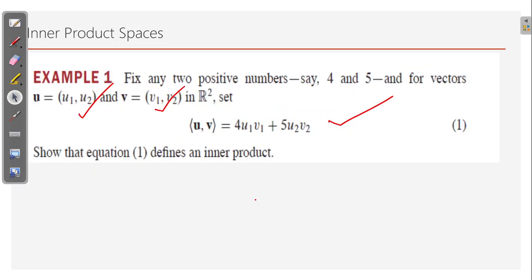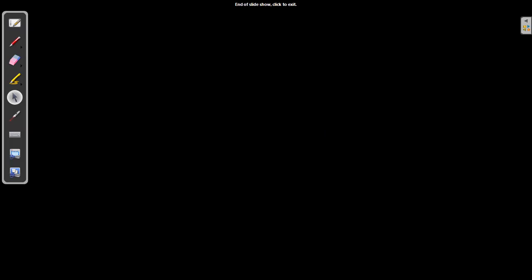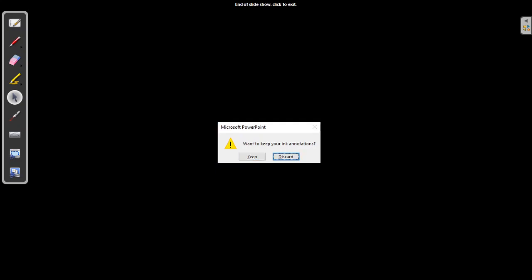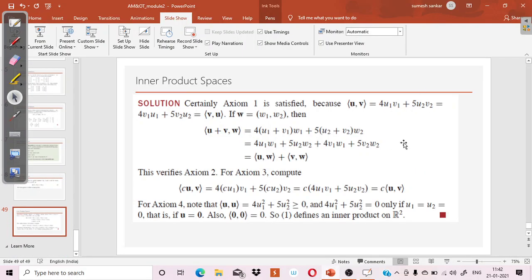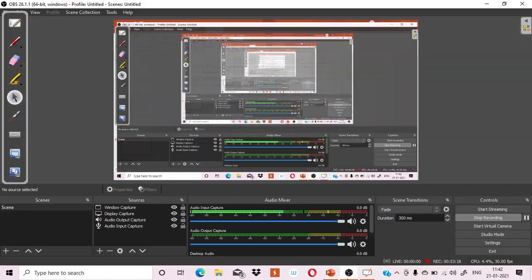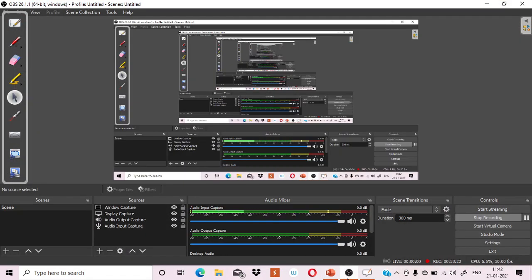Our conclusion is that the inner product defined by the examiner, given by equation 1, forms an inner product space. So that is the entire discussion. Thank you.